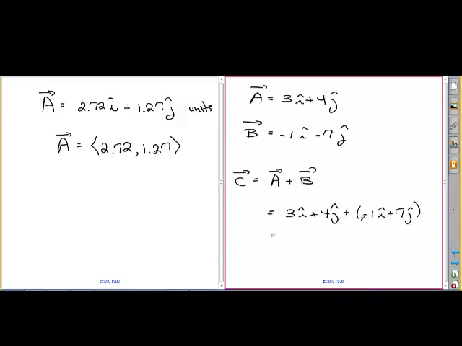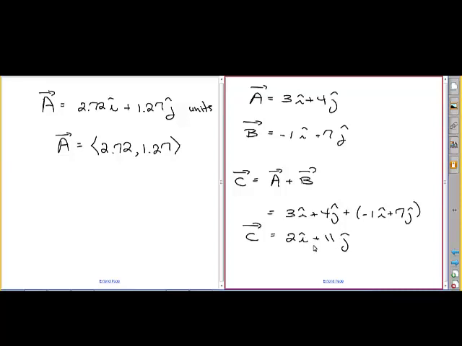In this addition, you add the i's together and you add the j's together. It's kind of like complex numbers. We can show complex numbers graphically with the x-axis as the real number and the y-axis as the imaginary number. It's the same concept, but it's not imaginary or real, it's x and y. So 3i minus 1i is 2i, and 4j plus 7j is 11j. The resultant vector has components 2i plus 11j.